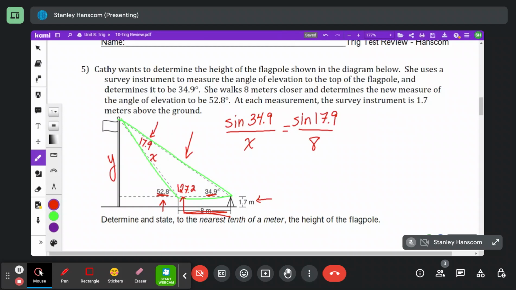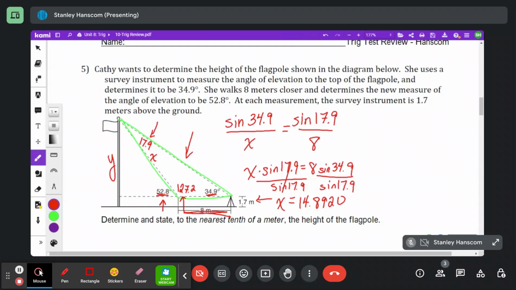So if I go through that, I would know that x times the sine of 17.9 is equal to 8 times the sine of 34.9. And I'd be able to divide sine of 17.9 on both sides. Because I'm going to have to use this to find something else in the future, while I am only writing down on the screen right now 4 decimal places that this calculation ends up equaling, I am going to store that on my calculator for future use.